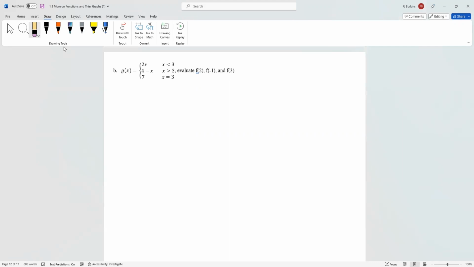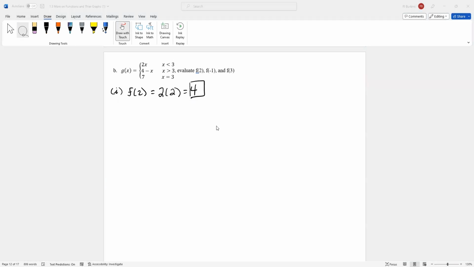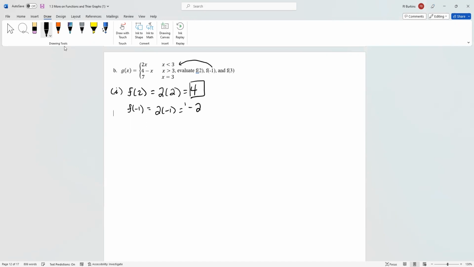All right, so first they ask us to evaluate just like last time. So what is the function at 2? Well, where does 2 fall? 2 is less than 3. So we would use this definition for that portion. So we'd have 2 times 2, and that's 4. All right, so next is f of -1. -1 is going to be less than 3 as well. So we're going to use the 2 times -1, and that's -2.